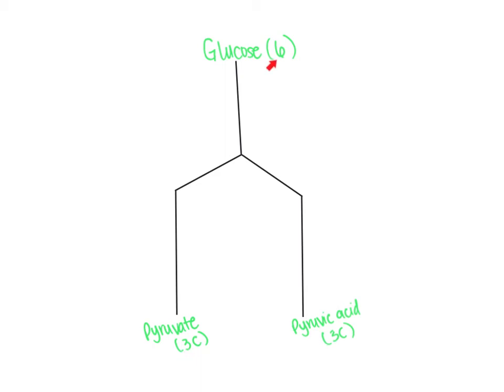So at the start of our reaction, we have 6 carbons, and at the end of the reaction, we still have 6 carbons, 3 plus 3. Now I'm going to take this overall biochemical pathway, and I'm going to divide it into 2 phases. The top portion of this reaction is called the energy investment phase.